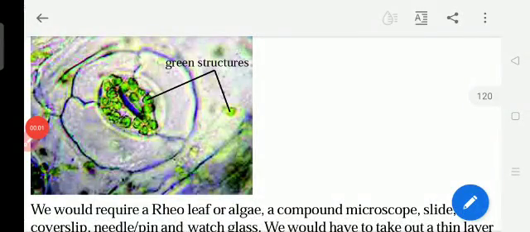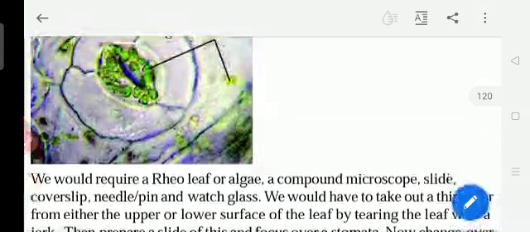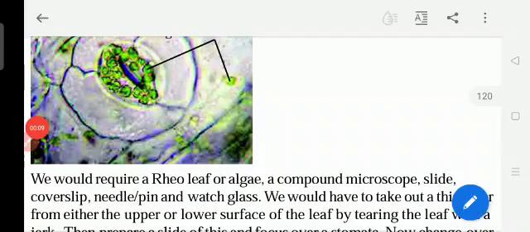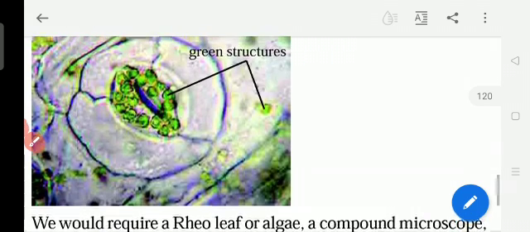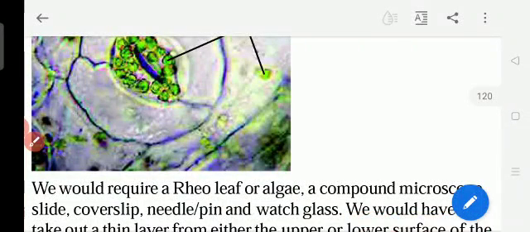This experiment is done to see the green structure of the chloroplast. We can see all the green color; whatever is in green color is the chloroplast. Which color is it? It is the chloroplast. So the green structure, and this one is the stomata. This is the stomata shape, and in that the chloroplast is there.